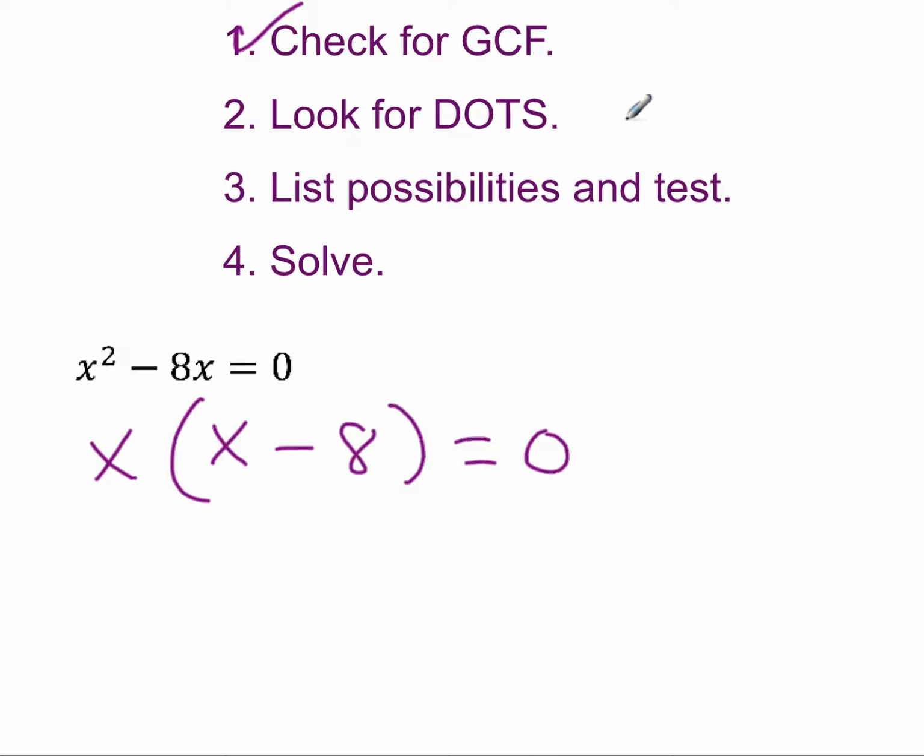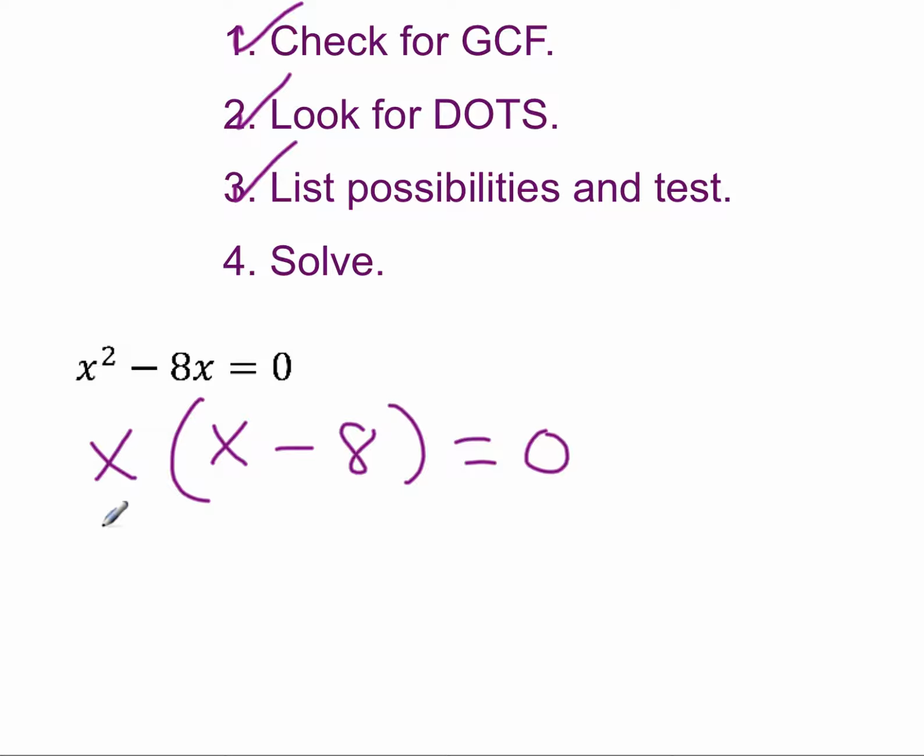Now look for difference of squares. Well, this feels like it could be a difference of squares because it has two terms. But this is not a perfect square, and this is not a perfect square. In fact, this isn't even a quadratic anymore. So it looks like I've already got my factoring done.